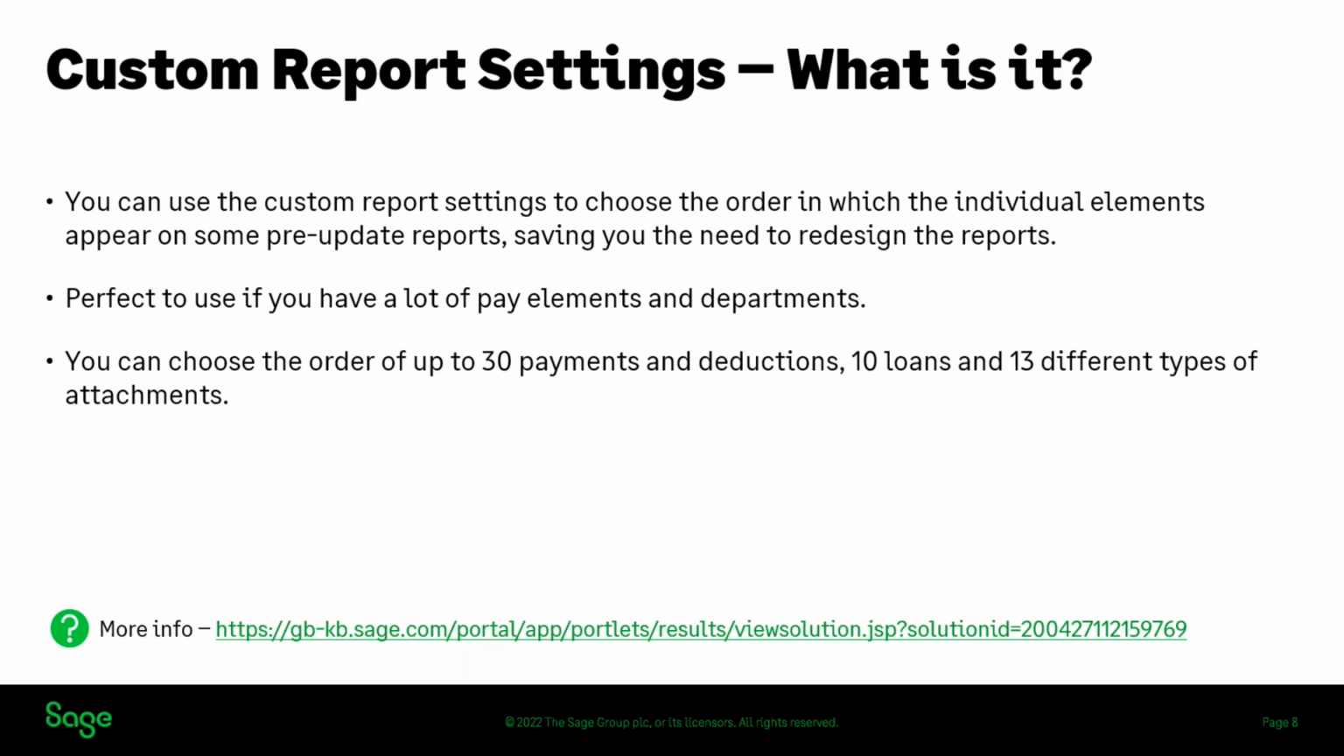What this does is it also saves you the need to completely redesign the report itself. So it's perfect if you have a lot of pay elements. If you've got a lot of pay elements, a lot of deductions, they're a great tool to have, especially if you've got a lot of different departments as well. And you can choose the order of up to 30 payments and deductions. So that's 30 payments and 30 deductions, and 10 loans and 13 different types of attachments. Bear in mind the attachments are already pre-built into the program, but you can choose to have specific ones and in which order as well.